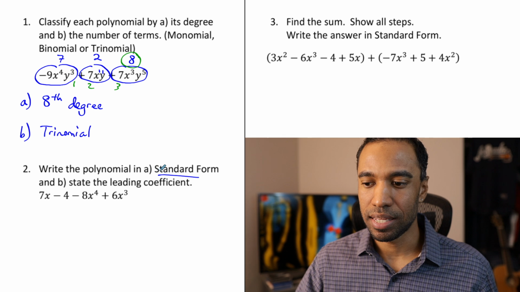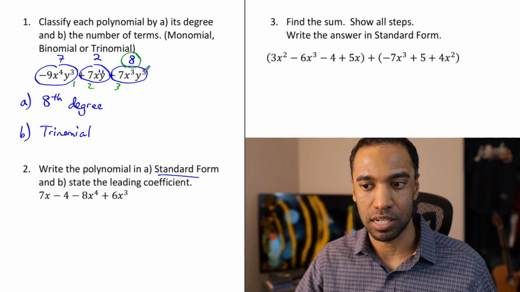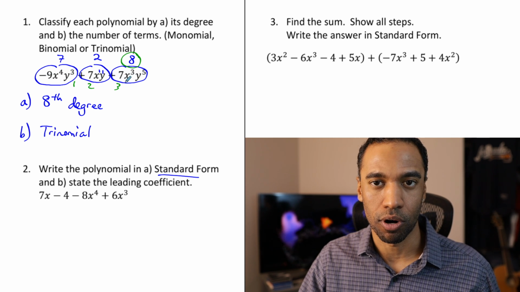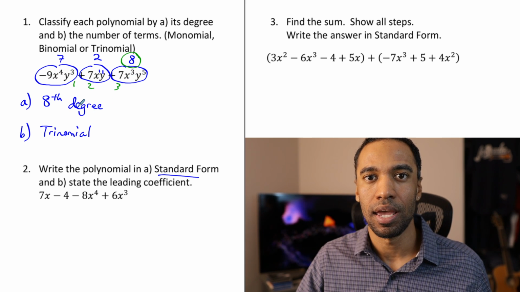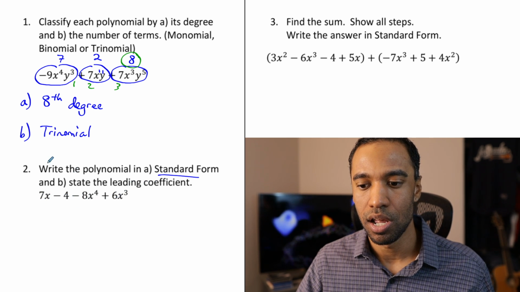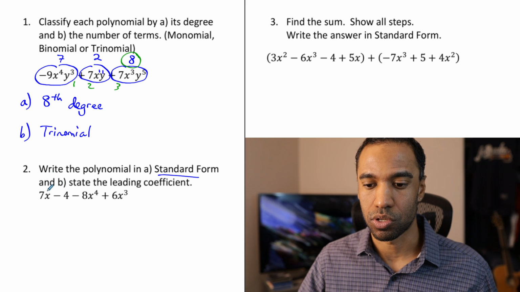Write the polynomial in standard form and state the leading coefficient. So kind of going back to the idea of the leading term, the leading term isn't the one that's in front in raw form. You have to first put it in standard form. And standard form goes by descending order of degree. So let's look at these things here. Look at the degrees of the terms, and we will rewrite them.